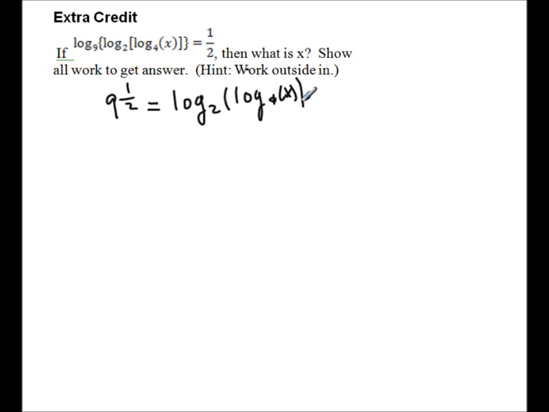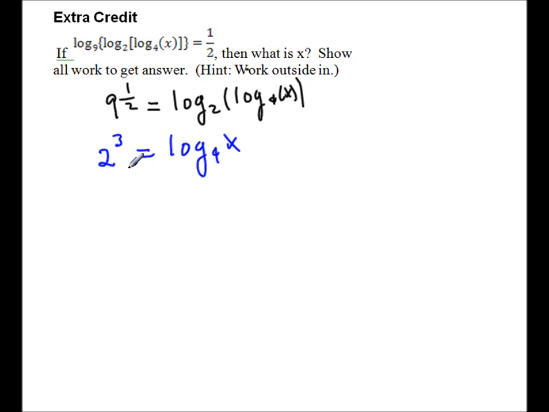Now, as I can see, this is not going to help me. So now what I need to do is finish this up, and what I get is 2 to what power? Well, what's 9 to the 1/2 power? This is basically the square root of 9, which is going to be 3. 2 to this power equals log base 4 of x.